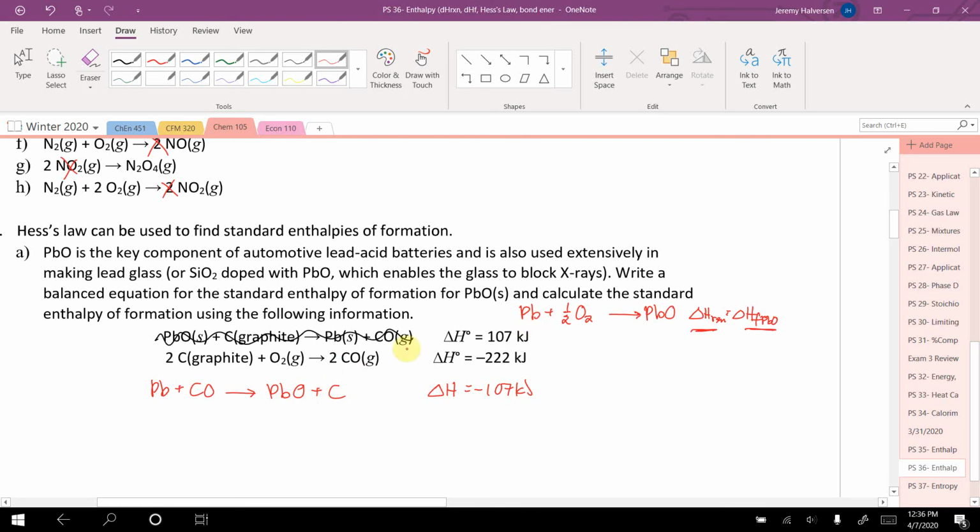1/2 O2. The only oxygen here is on the left, which is where I want it, but there's 1 of them, and I need 1/2 of them. So I'm going to cut this whole equation by 2. In other words, I'm going to scale it down to 1/2 of what it was. And when I do that, the delta H of this new thing is going to be 1/2 of the old.